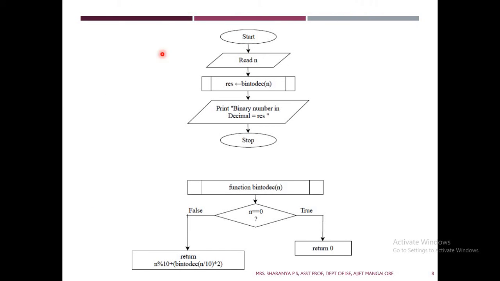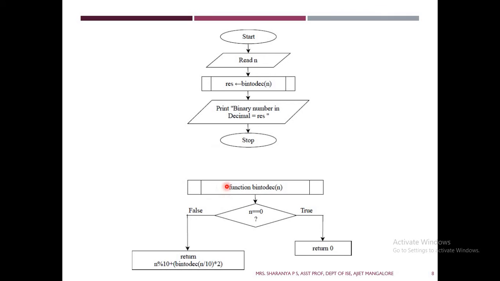And coming to the flowchart of the program, here we have to write two separate flowcharts because we are working with functions. This is the flowchart for main, and this is the flowchart for the binary to decimal recursive function. Next, here we read the n value, and the binary to decimal function is called, so we represent it as a function. And here we are printing the result.